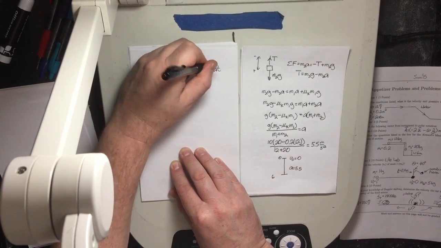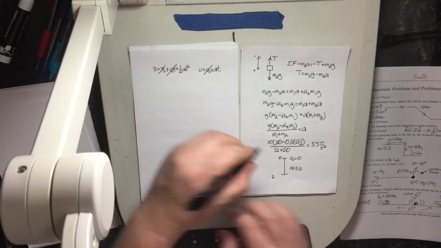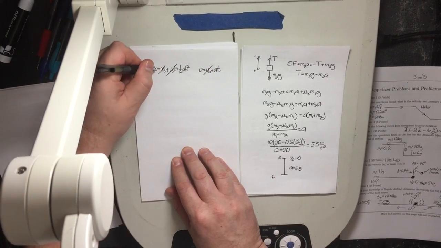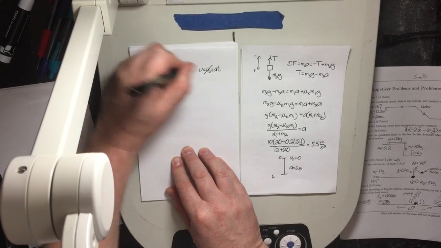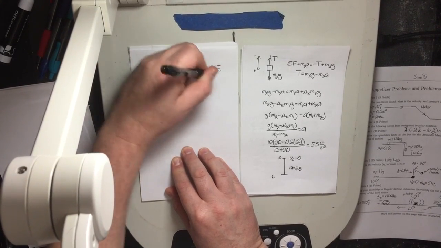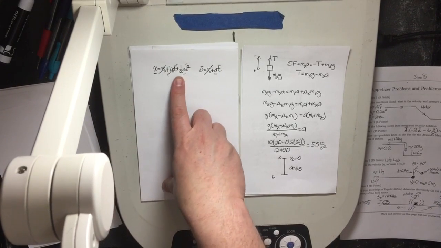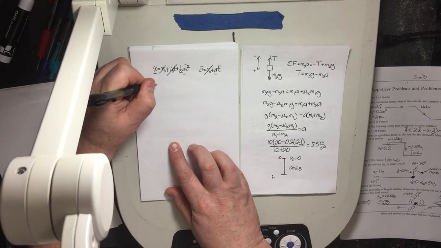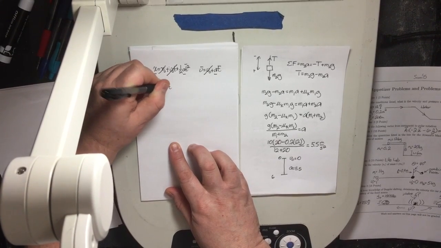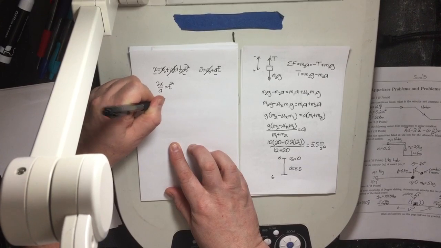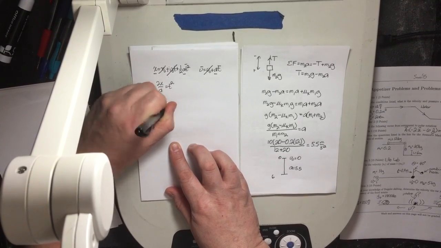V naught is 0, starts at rest. Start at the origin. X naught is 0. I know final x, a, but not t. I don't know final v, but I do know a. That's the equation that I attack. Find t. 2x over a is t squared. Square root of 2x over a is equal to t.